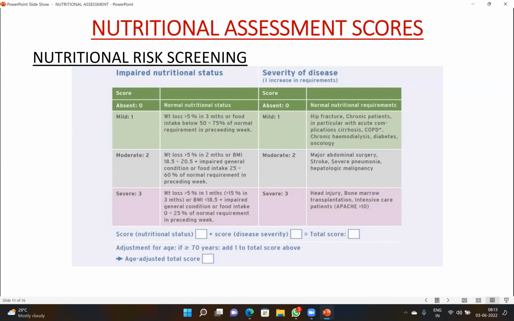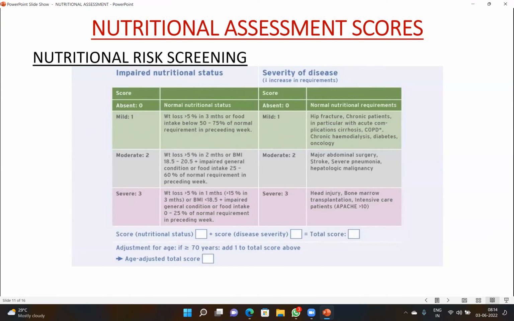If the patient has more than 5% weight loss in 1 month, or more than 15% weight loss in 3 months, or the BMI is less than 18.5, plus there is impaired general condition, the food intake has decreased to less than 25%, then it is categorized as severe impaired nutritional status, and we mark it as 3.